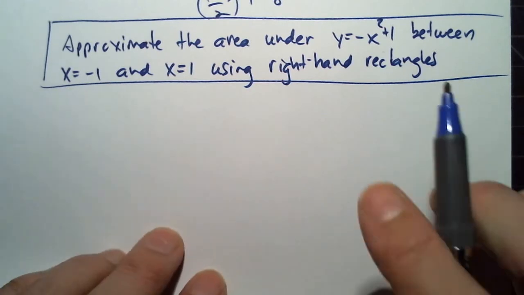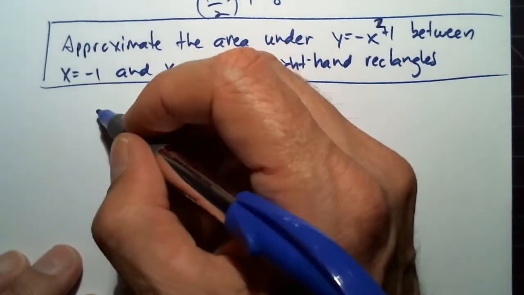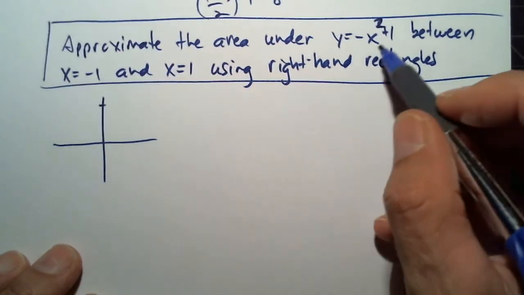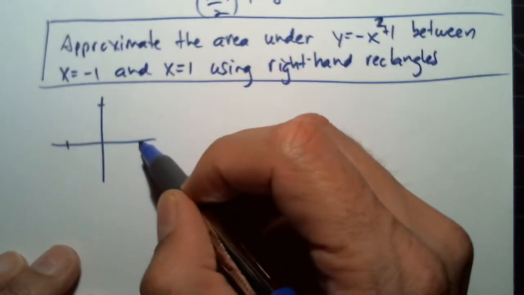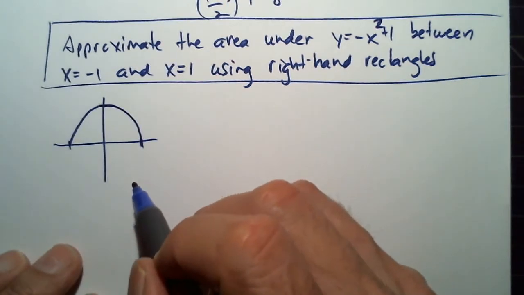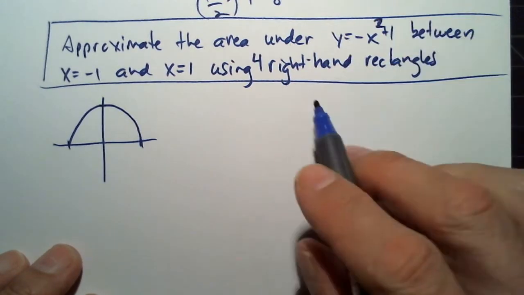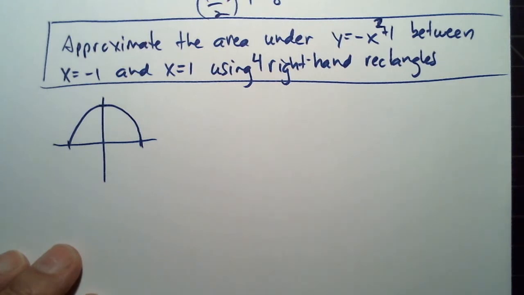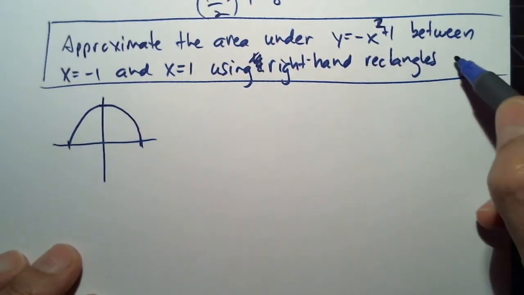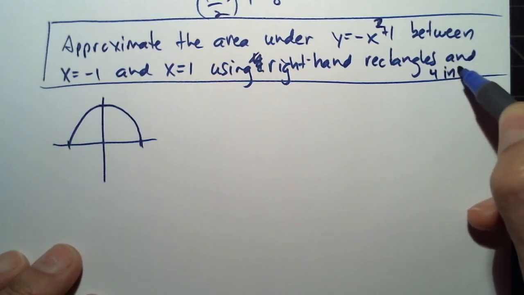Approximate the area under this graph. That's a 2 between these values. So this graph is shifted up 1 and it's curving down. Oh, and I forgot to tell you this, using 4 right-hand rectangles. No, let's not say 4 rectangles. Let's say 4 intervals.